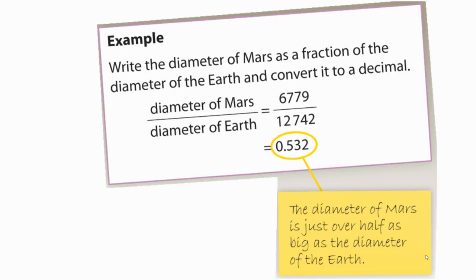Now, you might be asked to use that data to work out fractions and percentages. Here we're trying to work out the fraction, or as a decimal, between the diameter of Mars and the diameter of Earth. If you divide the two numbers, you can see that the answer is 0.532. This tells us that the diameter of the Earth is nearly twice the diameter of Mars.